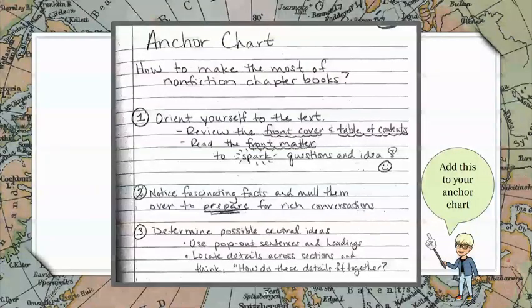To your anchor chart now, please add number 3, determine possible central ideas. Under that, put 2 subheadings. Use pop-out sentences and headings. Locate details across sections and think, how do these details fit together? Pause the video so that you can get this down in your anchor chart. Once you've got that done, continue on with the lesson.